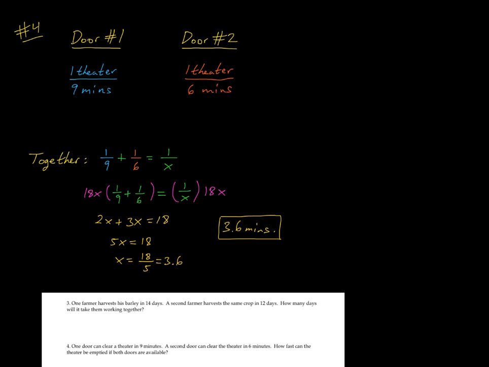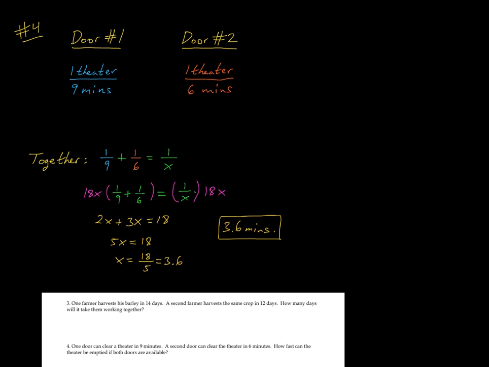Again, we're going to look at the rates of each individual door. So one theater per 9 minutes for door 1, one theater per 6 minutes for door 2, and then we're going to add those individual rates to get the overall rate, and that's going to be one theater per x number of minutes. So we solve this equation.